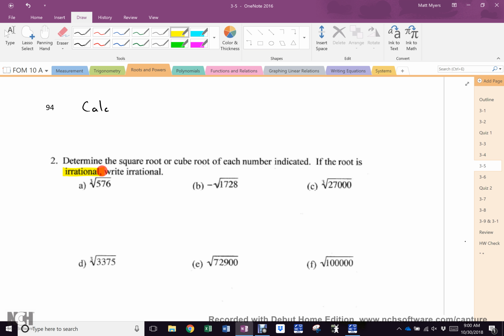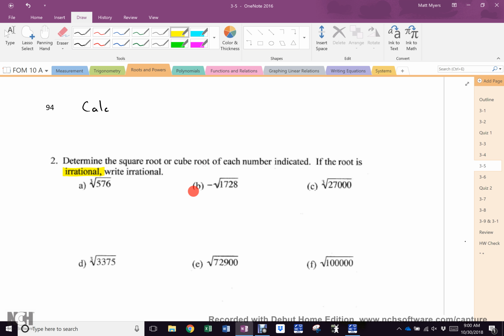Screen fills up with no repeats. So on this page, you're actually going to follow these instructions. You're going to use your calculator, and if it's irrational, you're going to tell me it's irrational. Everything okay? Because when you're done this page, I'm going to use that to show you some stuff about doing square roots and cube roots in the future.